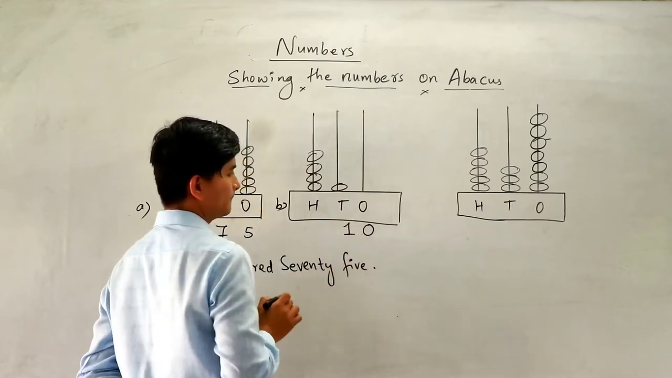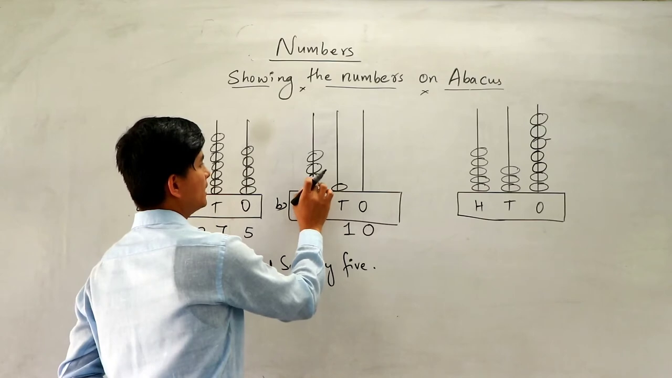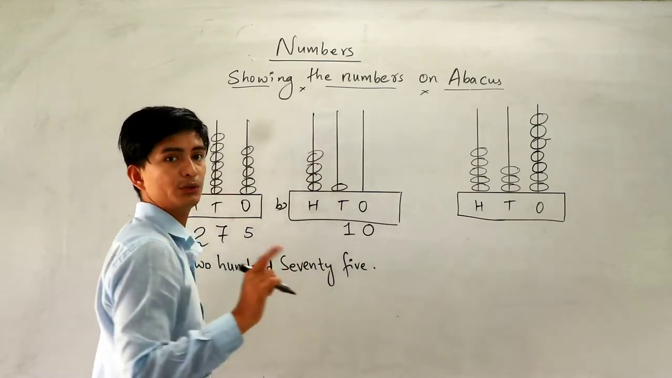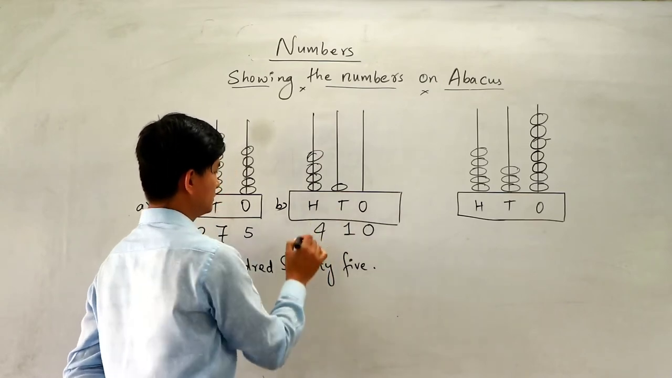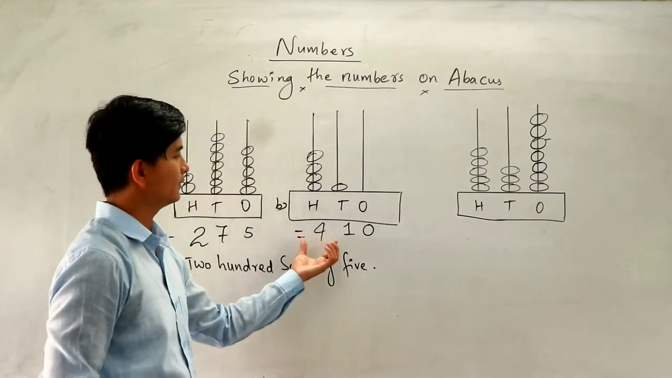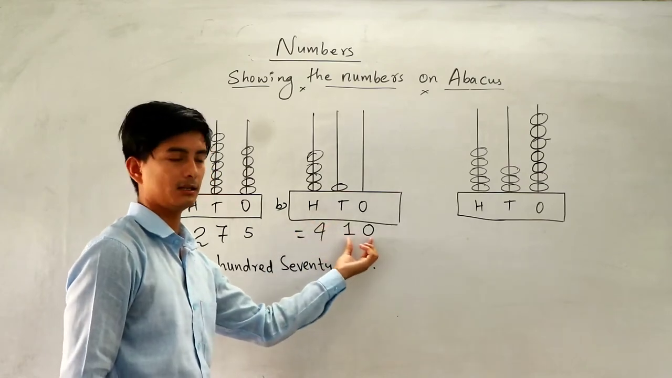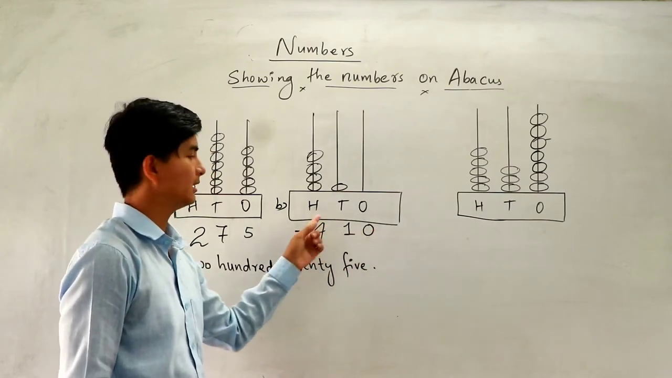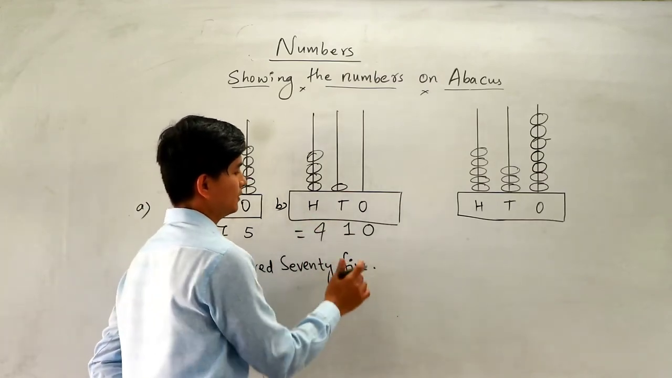After that, in the hundreds place, you can see here 1, 2, 3, 4. You have to count the beads and write it. It is 4. So if you read this one, you will get 410, because 4 is in the hundreds place, so 410.